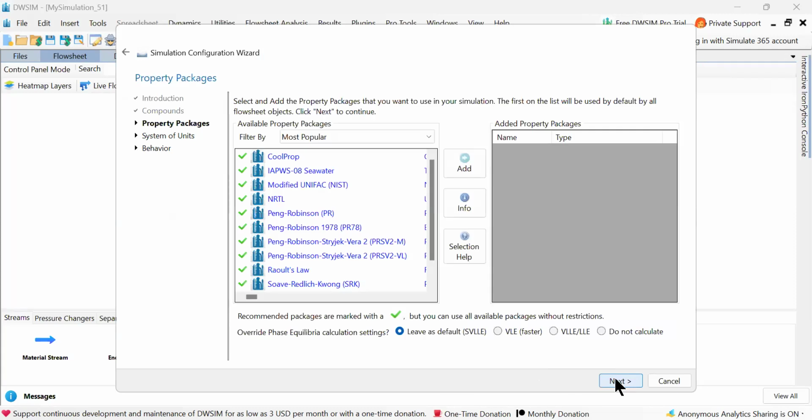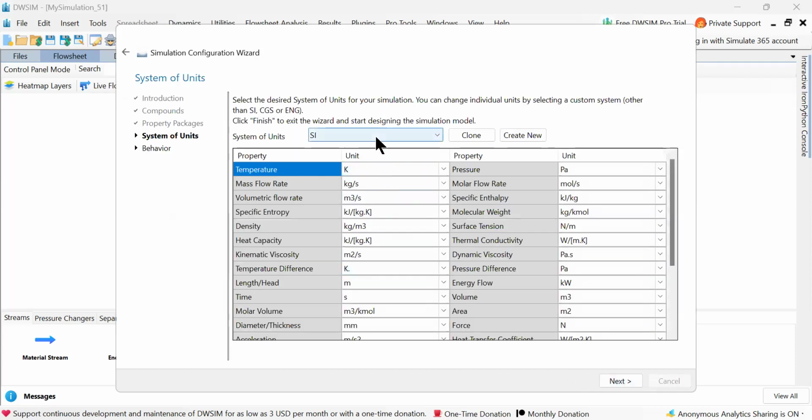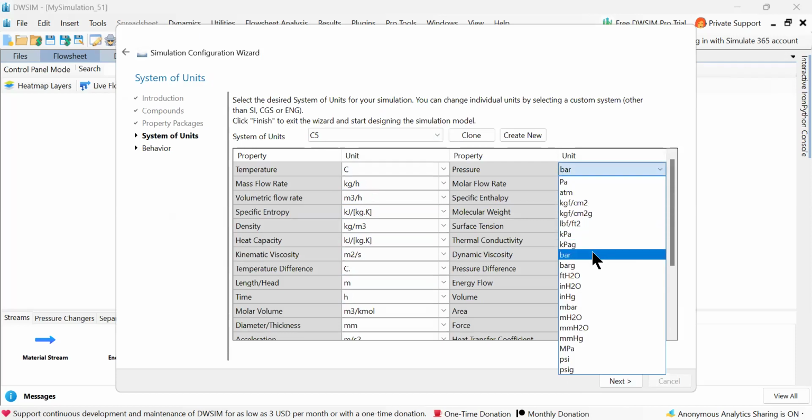I have added acetone and water as the system. Now, because there is a water compound, I am selecting NRTL as the thermodynamic package, and I choose VLE phase equilibrium calculations. For the system of units, I select C5, wherein I can change the values here.